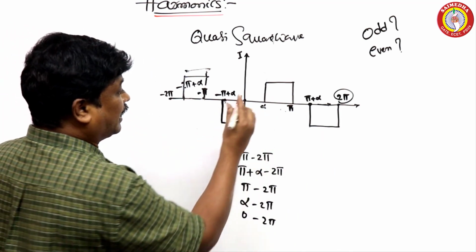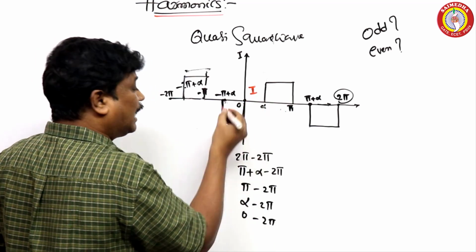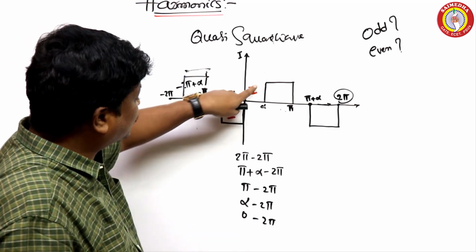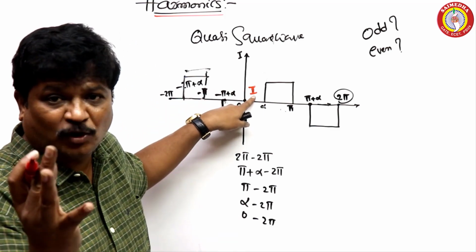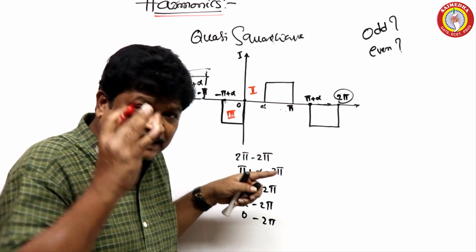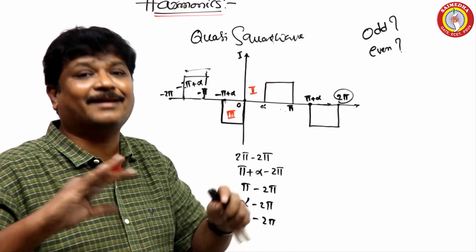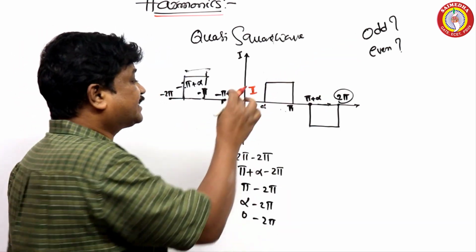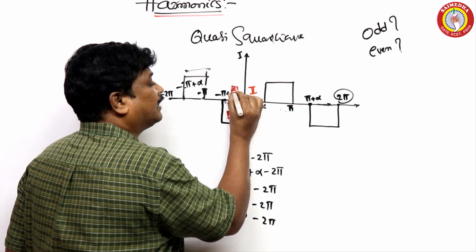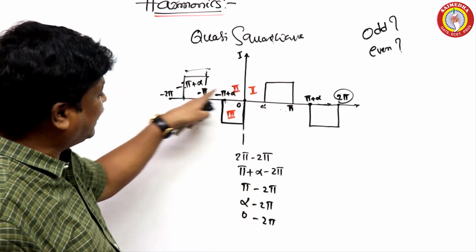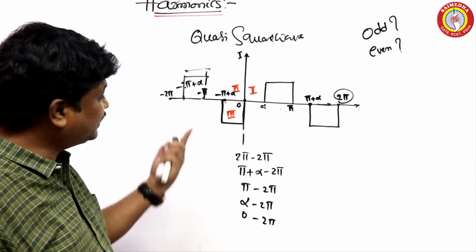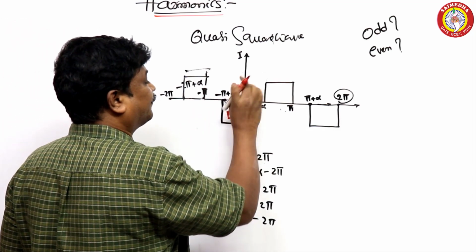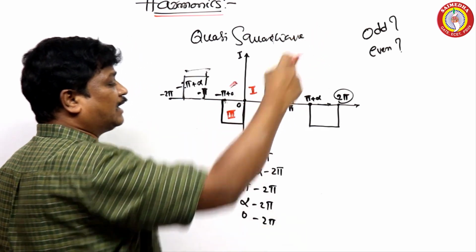The first quadrant and third quadrant are not equal. In the first quadrant, there is no output voltage. In the third quadrant, it consists of some voltage. So they are not equal. Hence it is not an odd function. The first quadrant and second quadrant are not the same because it extends like this. So this is also not an even function. So both conditions are not satisfied. It is neither an odd function nor an even function.